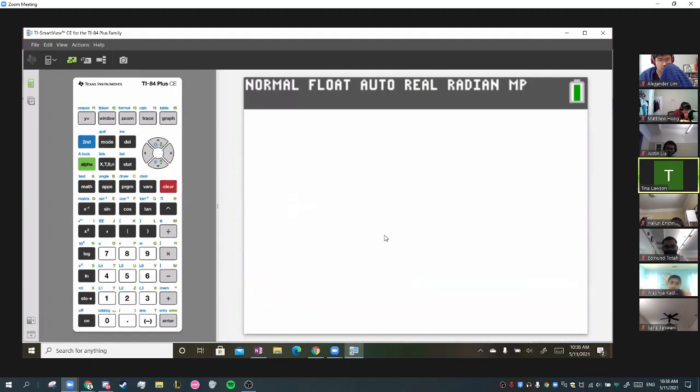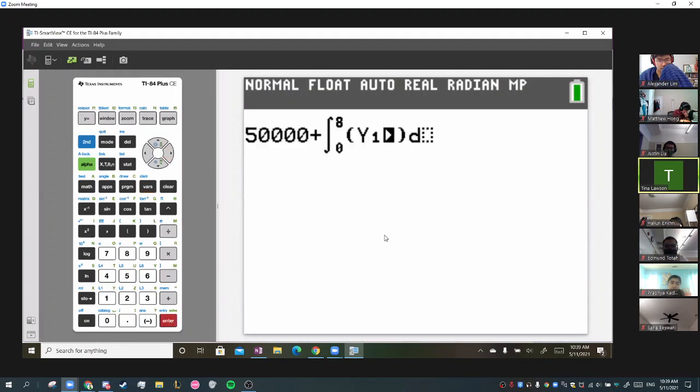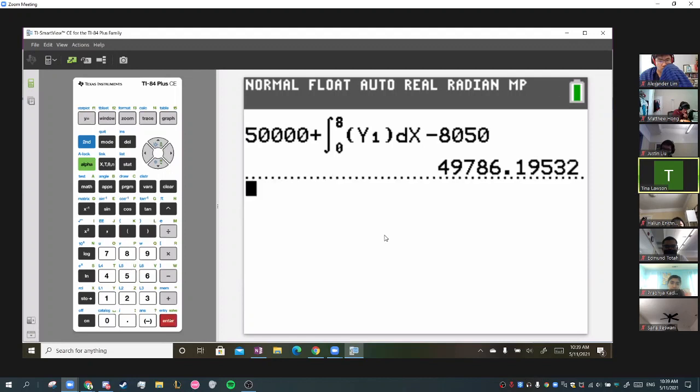Then I'm going to go to the home screen and I'm going to go 50,000 plus math. Function integrate for me is 9. I'm running it from 0 to 8. And what am I trying to anti-derive? That rate that the water's flowing in at. And I stored that in Y1, okay, with respect to X. And then, of course, we have the minus, was it 80, 50? Okay, 80, 50. So you type all that in and you get the answer. Please don't anti-derive by hand. You have the tool, use the tool.